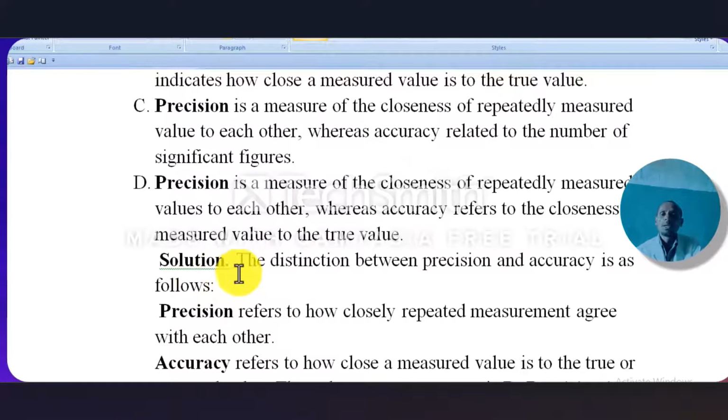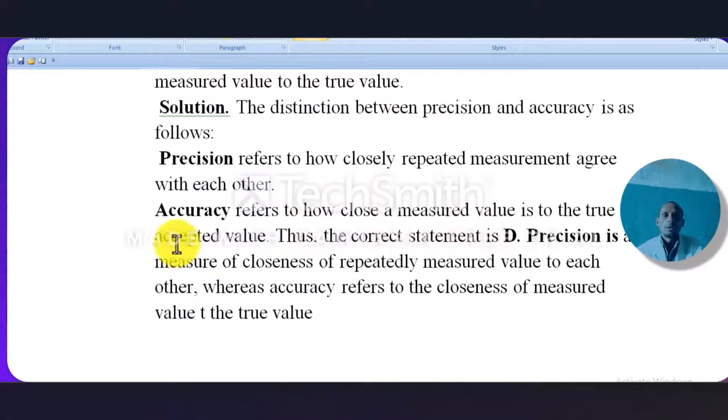When we come to the solution, the distinction between precision and accuracy is as follows. Precision refers to how closely repeated measurements agree with each other. Accuracy refers to how close a measured value is to the true or accepted value. Thus, the correct statement is D: precision is a measure of the closeness of repeatedly measured values to each other, whereas accuracy refers to the closeness of the measured value to the true value.